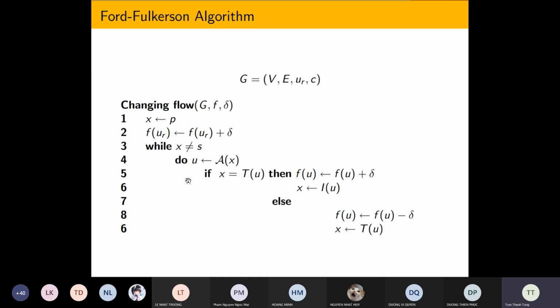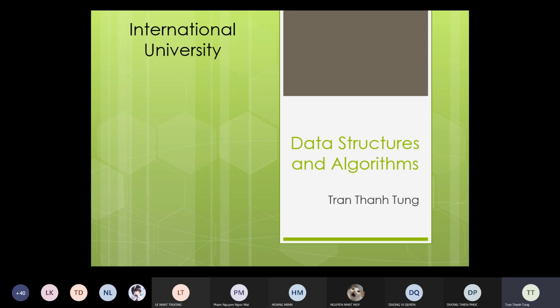Okay, so that will be the end of graph theory. Now I will try to summarize some content and go through all the things that we have, and we may preview the final exam. My sample question will be to review and learn everything. This is the last section of data structures and algorithms.